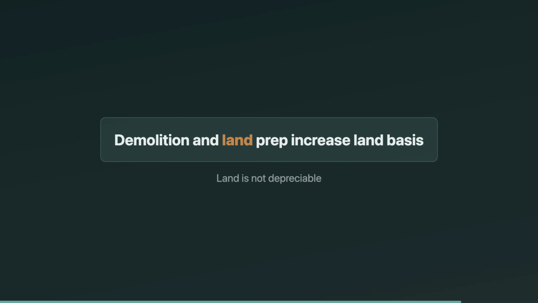Land prep is the other trap. Demolition costs and site prep costs, like clearing stumps or removing an old foundation, go to the basis of the land, not the building you'll put there later. That matters because land isn't depreciable. So if you incorrectly stick those costs into the building, you'd be depreciating something the IRS treats as land cost.